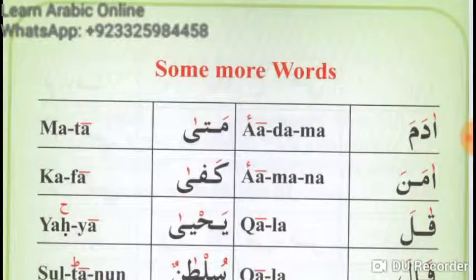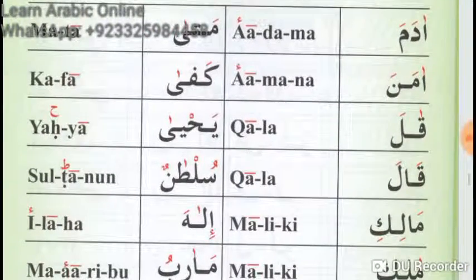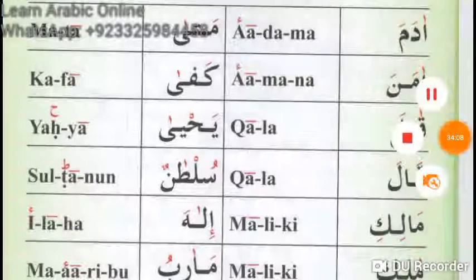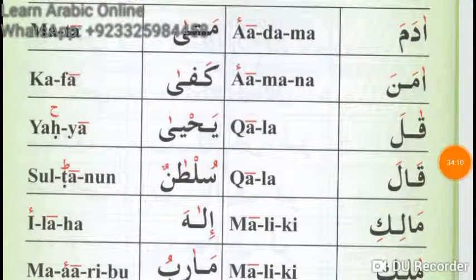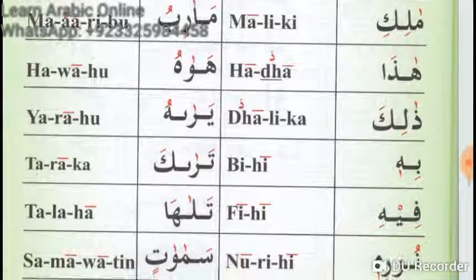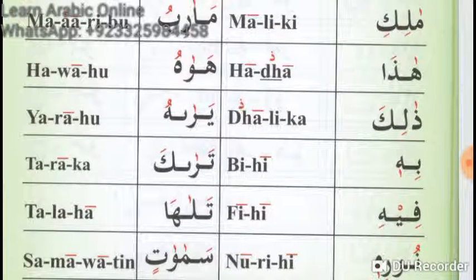Now read these words again, and this time read directly. Adama. What are you doing? Okay, I get it. Adama. Yes. Amana. Kala, kala, maliki, maliki, haza.